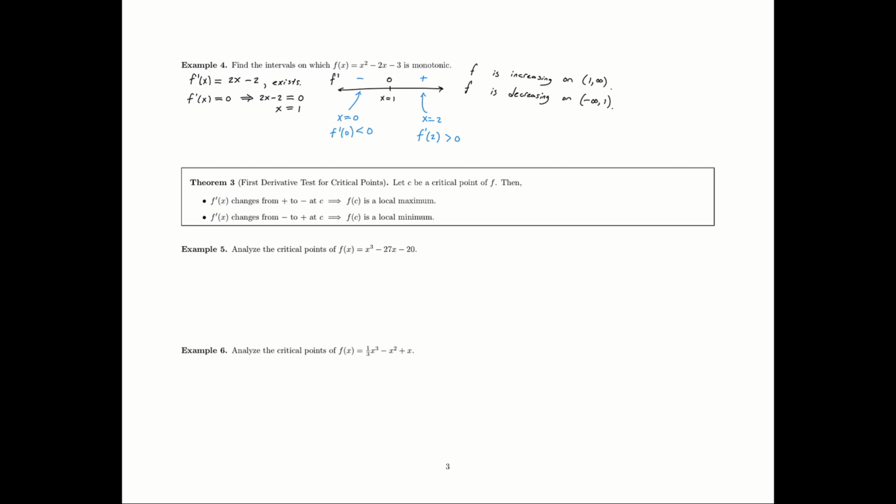So we could say f is monotone on negative infinity to 1, and it's monotone on 1 to infinity. It's not monotone everywhere because at x equals 1, it switches from decreasing to increasing. But if you look at any two values in this interval, monotone, and anywhere in this interval, monotone.